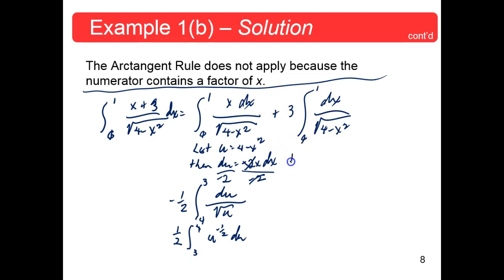How about over here? We also got a plus 3. And what does that look like from our table? Arc sine. It sure looks like an arc sine to me. That's number 18 in the table. Arc sine of x over 2, wouldn't you say? See, in the table it's a squared, which in this place would be 2 squared minus x squared. That's the arc sine of x over 2.